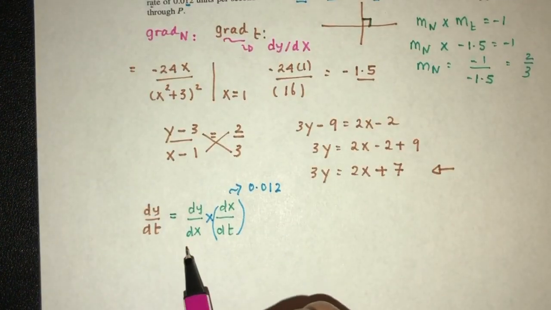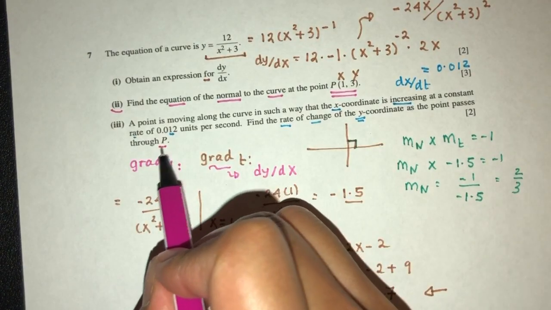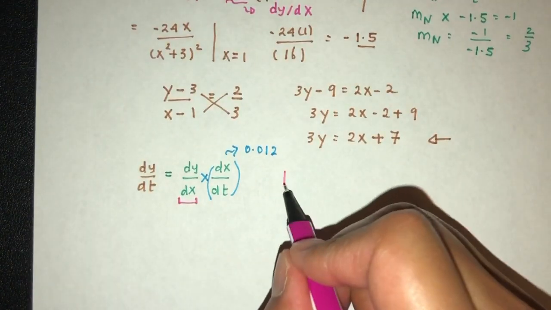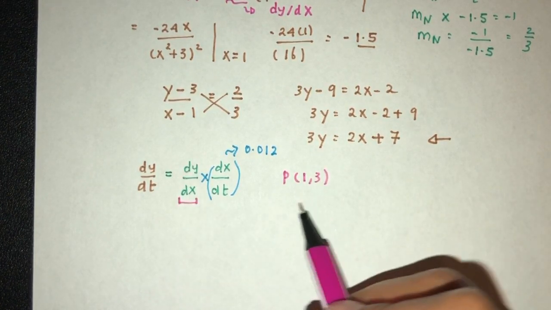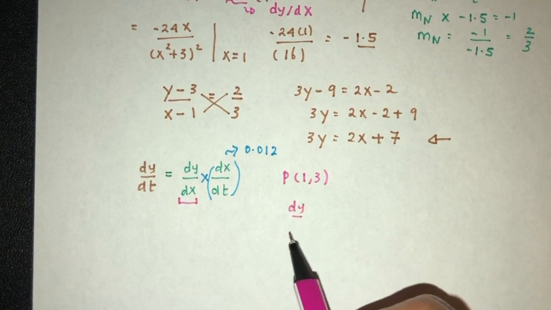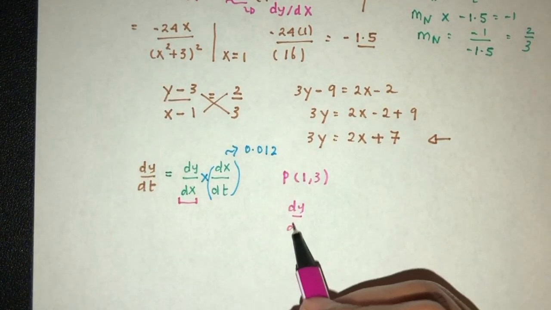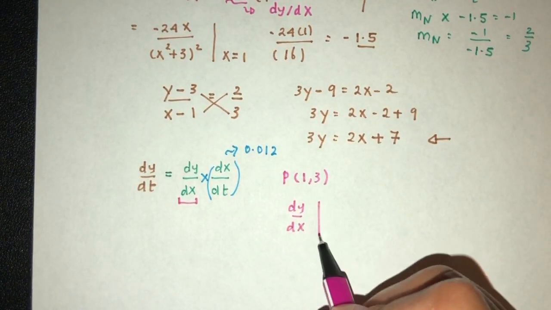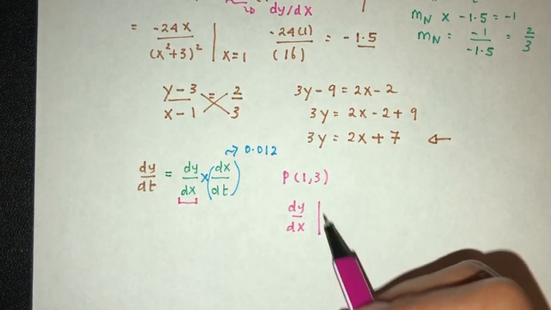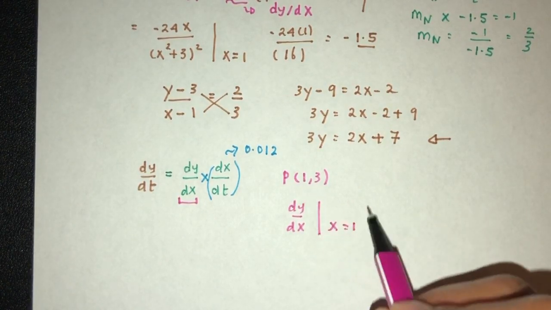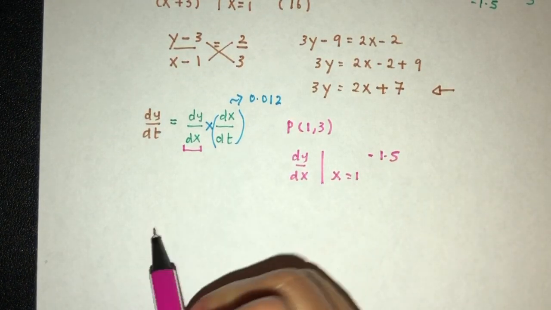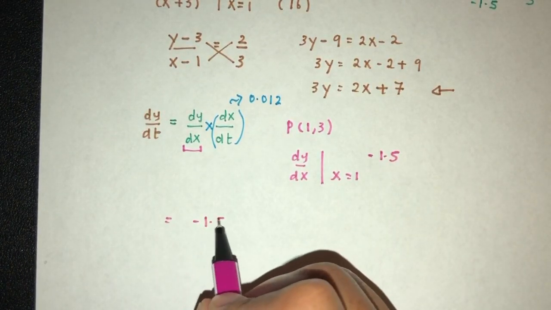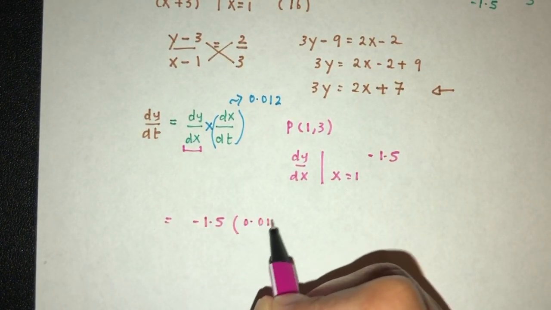Now what else do we need to know? We need to find dy by dx at the value at P. Now we have to look at point P, it is (1, 3). We have to find dy by dx. So dy by dx, again, it is given to you right here at the value of P where x is equal to 1. It was found to be minus 1.5. So we just replace back in the main equation. That will be minus 1.5 times 0.012.